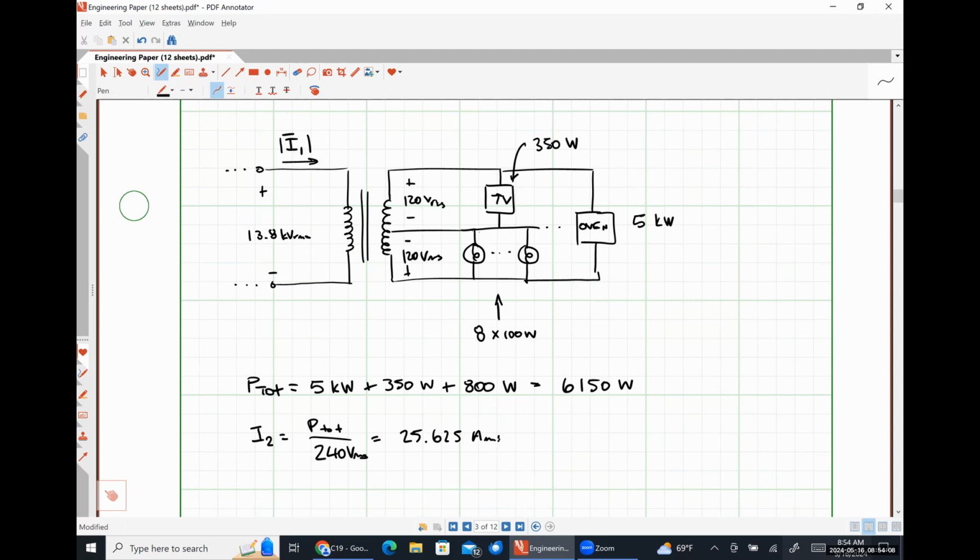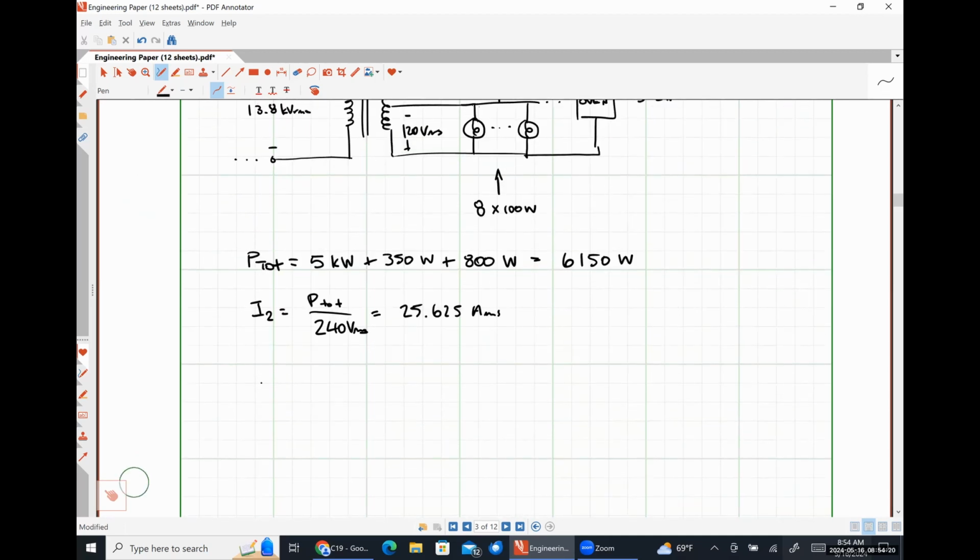We could do that, sure. So we could do 13.8 kilovolts, excuse me, 6,150 watts divided by 13.8 kilovolts RMS. That'll give us 0.446 amps RMS.